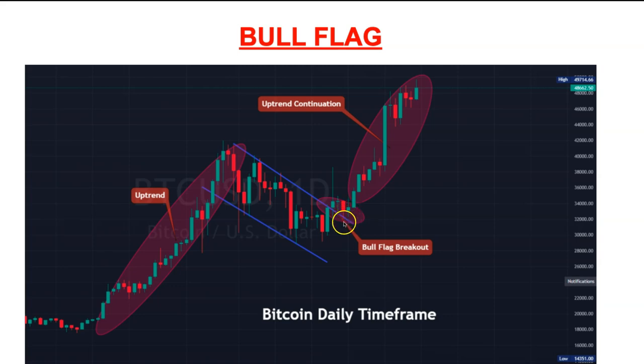And as you can see here, we have this breakout. And so overall, the distance of this flagpole from the starting point to the bottom of the channel here roughly equals the distance from the breakout starting point to the actual target as well.